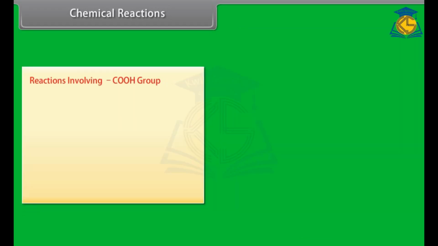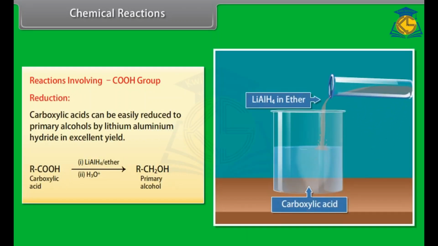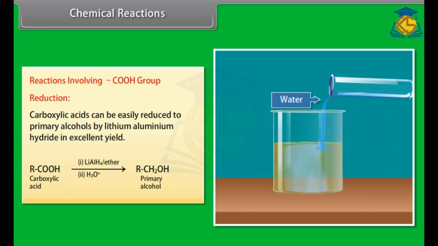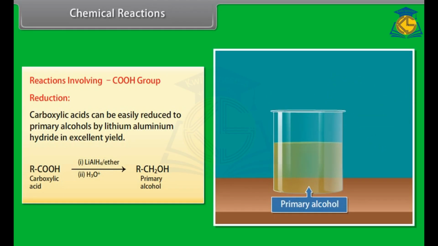Chemical reactions. Reactions involving the carboxylic group. Reduction. Carboxylic acids can be easily reduced to primary alcohols by lithium aluminium hydride in excellent yield.